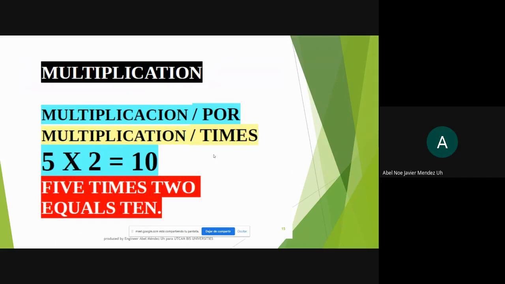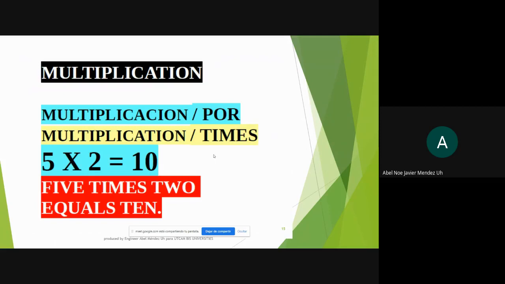And multiplication, when we have a multiplication, o multiplicación, que es la operación, y por, que es el símbolo. Multiplication is the operation and the symbol is named times. Okay, times is what we know like por in español. Okay, and then we can read this operation in the sentences in the red color.